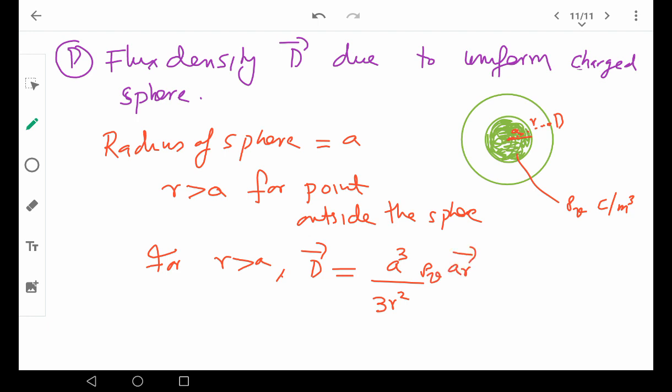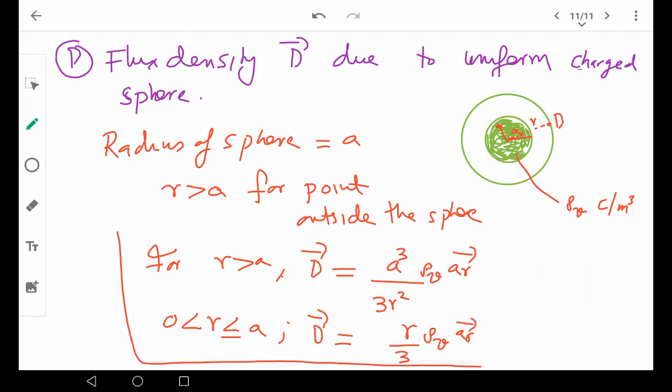And suppose the point is inside the sphere. If you take any point inside the sphere, for that particular point you can say that 0 less than r less than or equal to a, and for that case you can write D equal to r by 3 rho v, okay. That is how it is for a charged sphere.